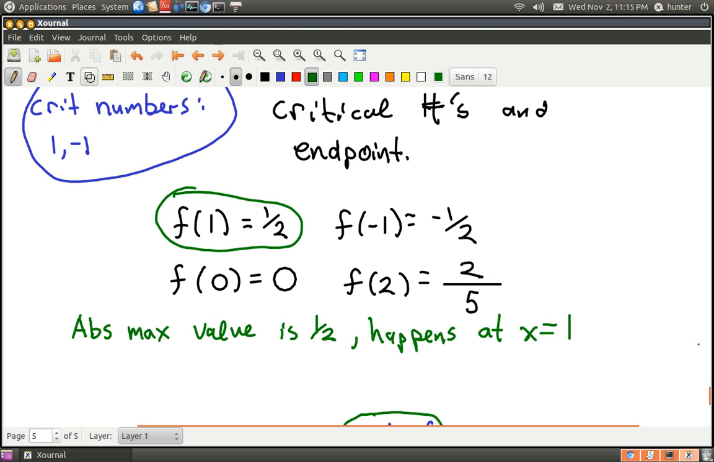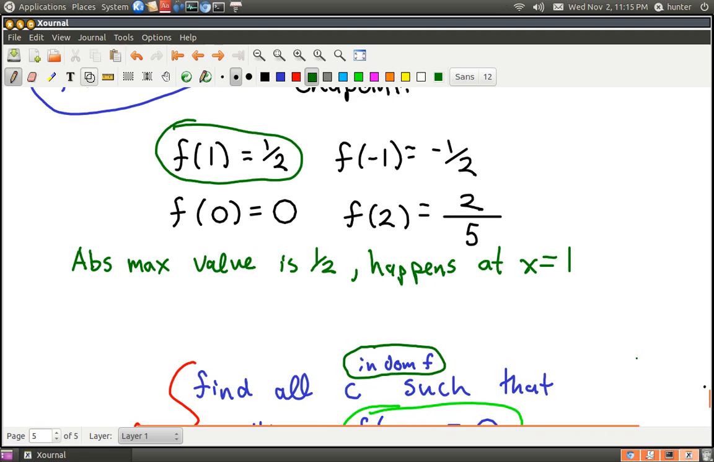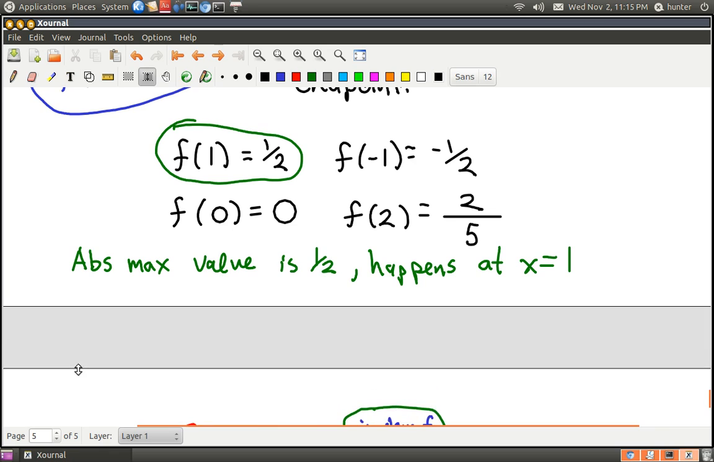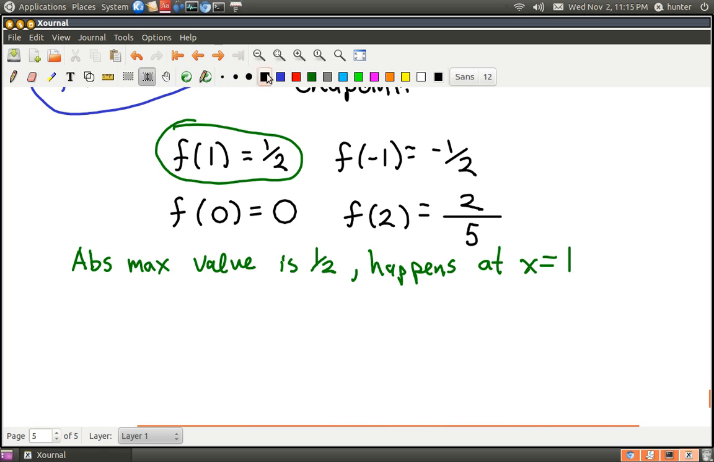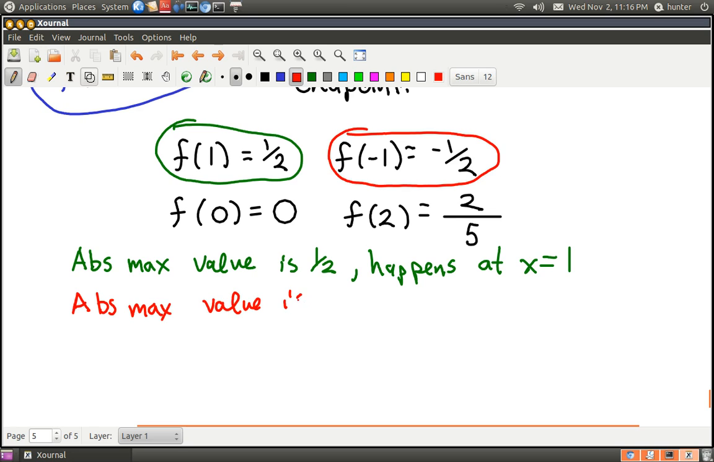Okay, alright. And so the way you find the absolute minimum is just exactly the same, except you look for a small number instead of a big number. So what's the smallest number here? It is this, right? -1/2 is the only negative number. So let me just write out what this means. It means the absolute min value is -1/2, and this happens at x equals -1. And we've solved the problem.